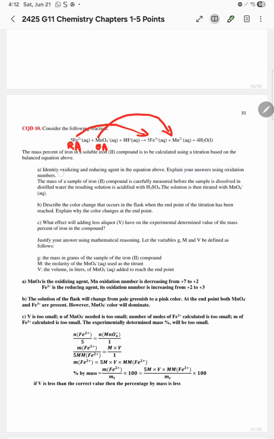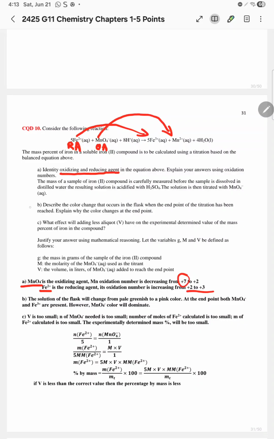Oh yeah, I did not realize that was the question for the first one. So like I said, MnO4 is the oxidizing agent, because Mn went from +7 to +2, and Fe2+ is the reducing agent. Oh wait, I said +8, right? I didn't realize there was a minus up here. Anyways, Fe is the reducing agent because it got oxidized. If it gets oxidized, it's a reducing agent, but if it gets reduced, it's the oxidizing agent. The oxidation number for Fe increased from 2 to 3.